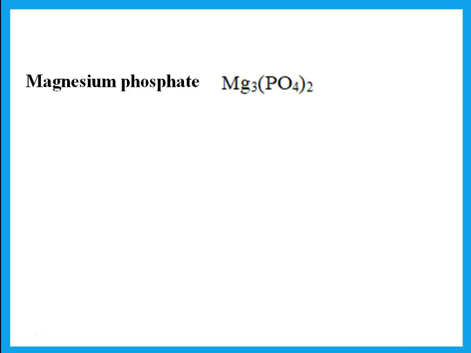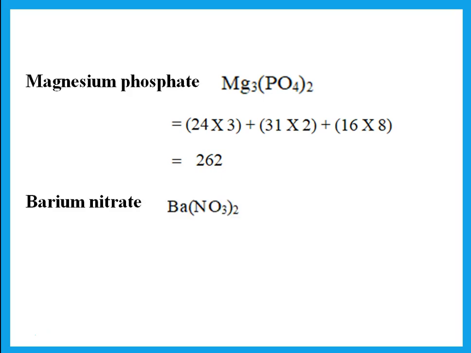Magnesium phosphate. How do I write magnesium phosphate? Magnesium is Mg, phosphate is PO4. Now the valency of magnesium is 2, so I put 2 under the PO4. Valency of PO4 is 3, I put 3 under the magnesium. And again, I look at the periodic table. The mass number of magnesium times how many, plus the mass number of phosphorus times how many, plus the mass number of oxygen times, we have here 8 oxygens. Okay, and so on for barium nitrate. Please sit down and try these so that you understand how to get molecular mass.